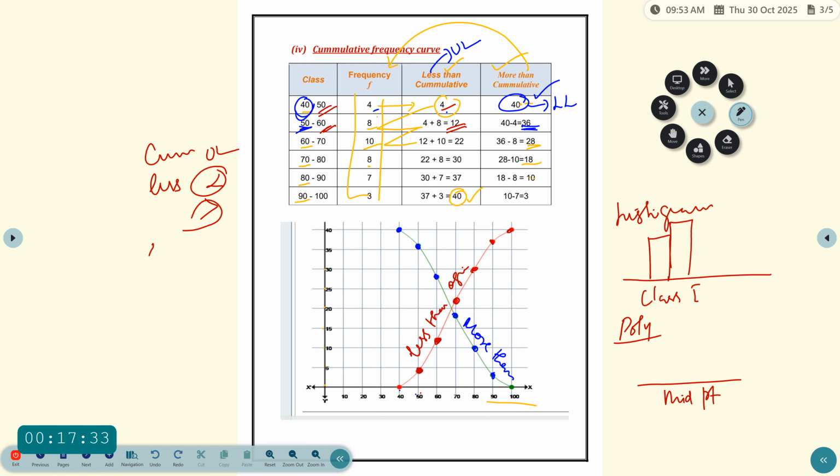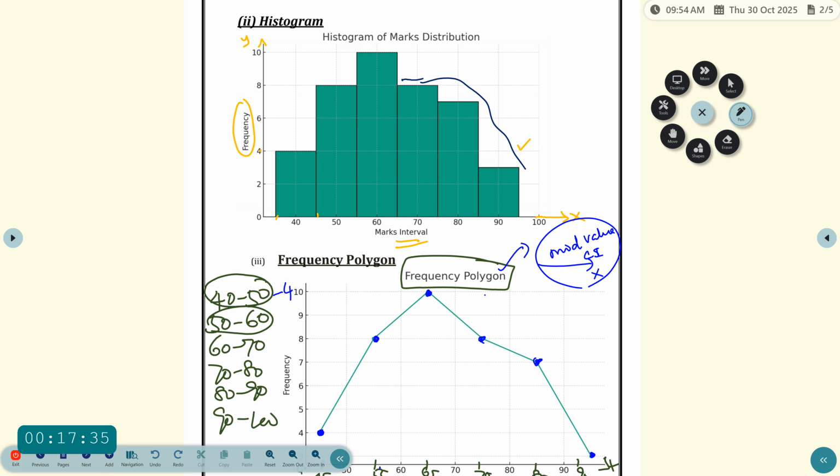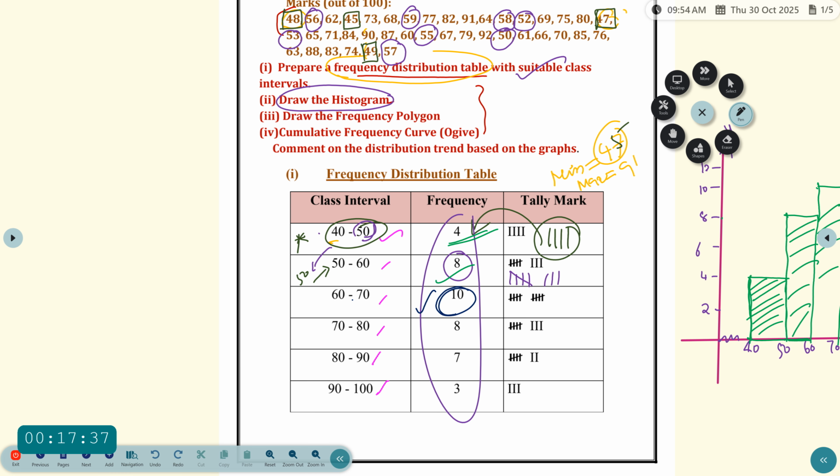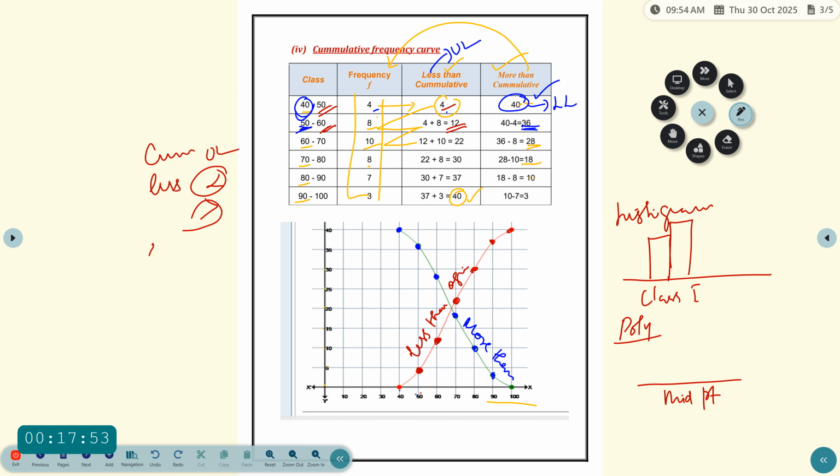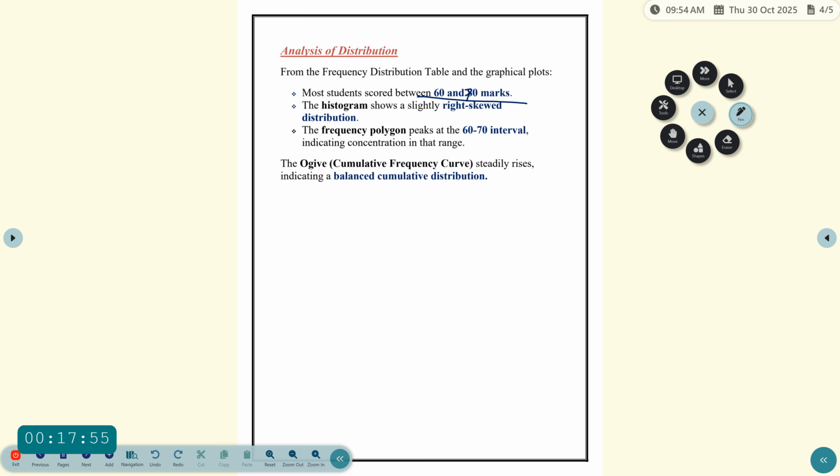Otherwise, you have to use 80 marks also, because after 60 to 70, 70 to 80 also has 8 students, the next greatest value. So you can write that more students score 50 to 60 or 60 to 70 marks. Otherwise you can mention a single value also. More students scored 60 to 70 marks. The histogram shows right skewed because more of the rectangles are spread on the right side. So it is a right skewed distribution.